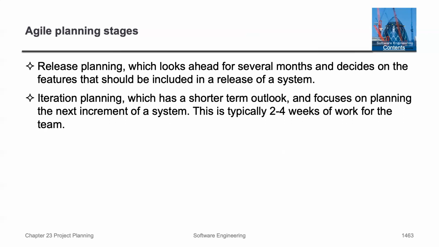For the planning stages, there's release planning and iteration planning. Release planning is where you look ahead for several months and decide on features that should be included in the release of a system. Iteration planning has a shorter-term outlook and focuses on the next increment of a system, say 2 to 4 weeks.